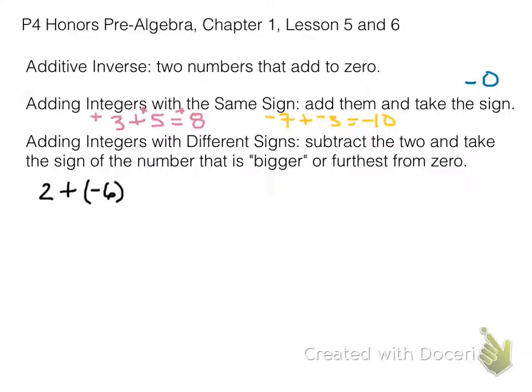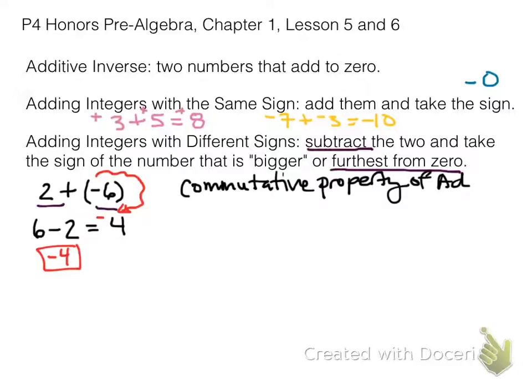So let's go ahead and set this up. So we're going to subtract the 6 and the 2, and we're going to get 4. And then the number furthest from 0, in this case negative 6, it's going to donate its sign to give us the answer. Alright? So there we go. Alright, let's go ahead and keep going.